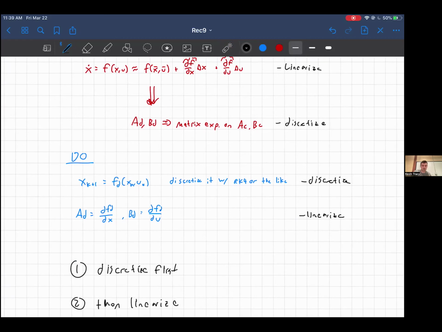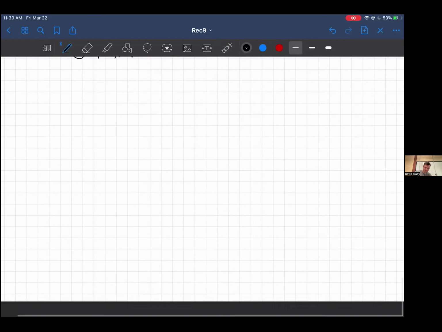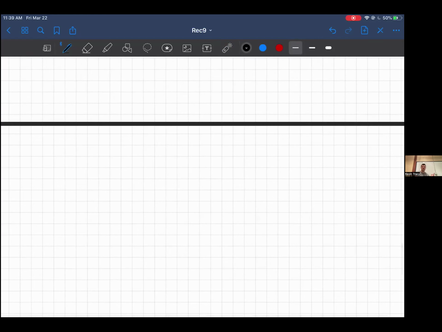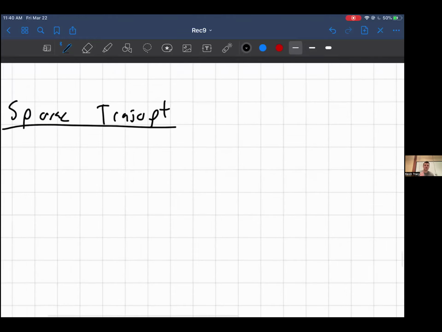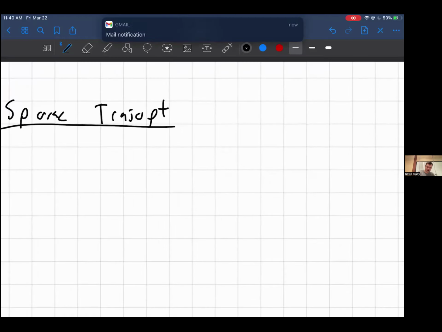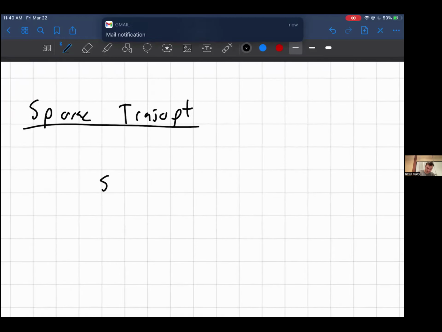Okay, so with that, we have 20 minutes left. Now I'm going to get into something that will hopefully be very helpful for your projects, and that's sparse trajopt. At a very high level, I'll go over what sparse matrices are.